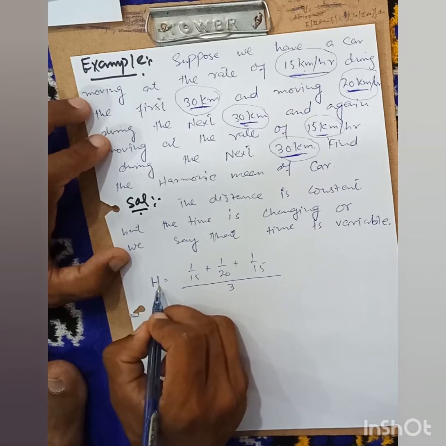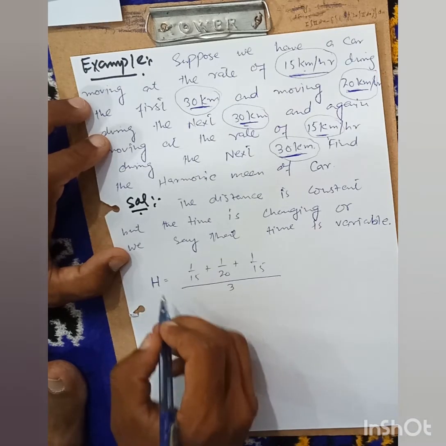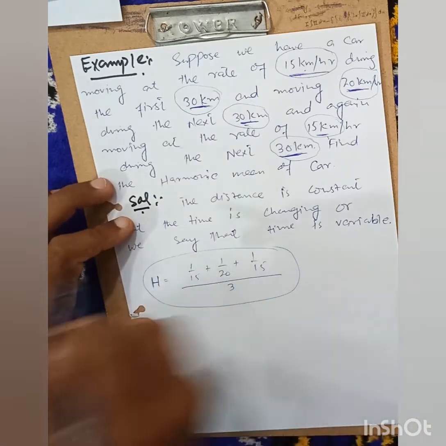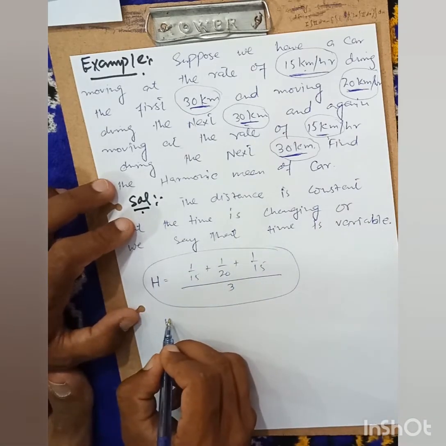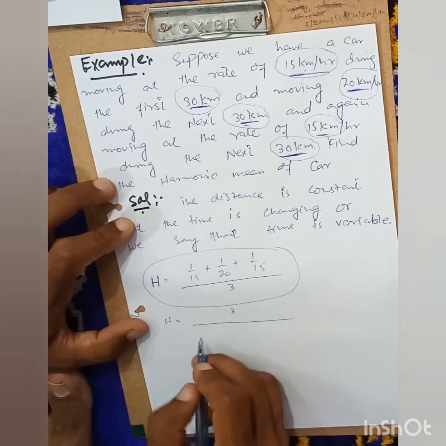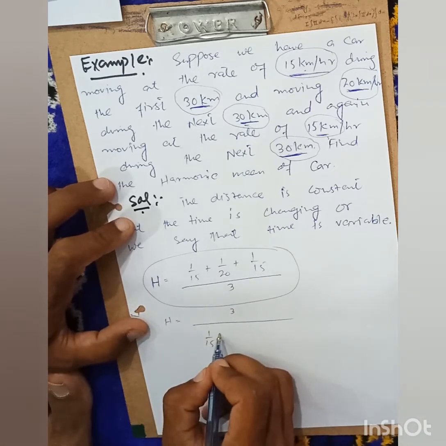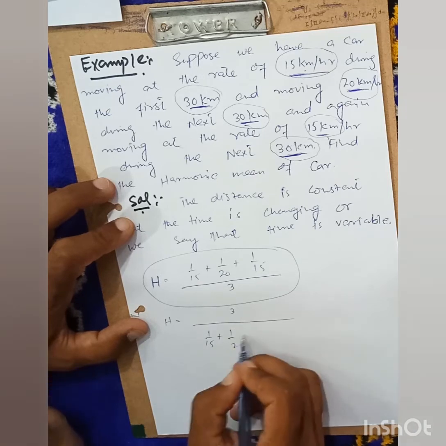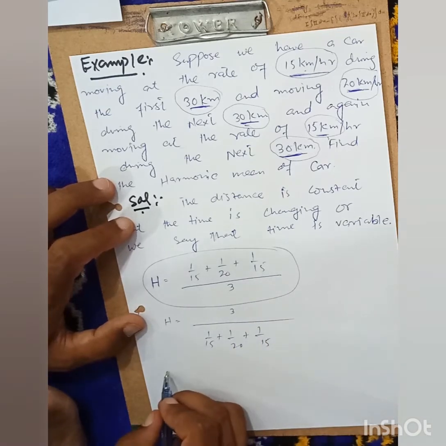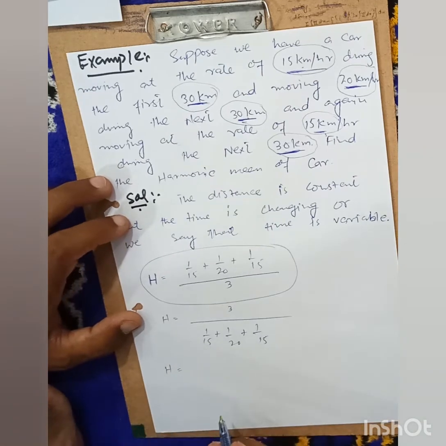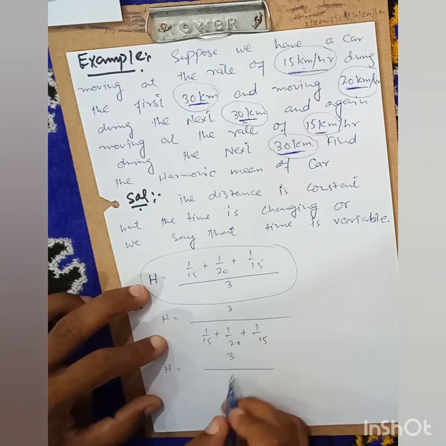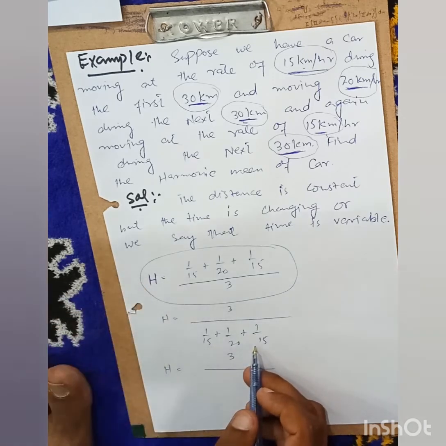But the formula of harmonic mean is what? We have to again take the reciprocal of this whole formula, so you would write 3 in the numerator and 1 over 15 plus 1 over 20 plus 1 over 15 in the denominator. And you can easily solve this to get the harmonic mean. So I am solving, taking the LCM of these.